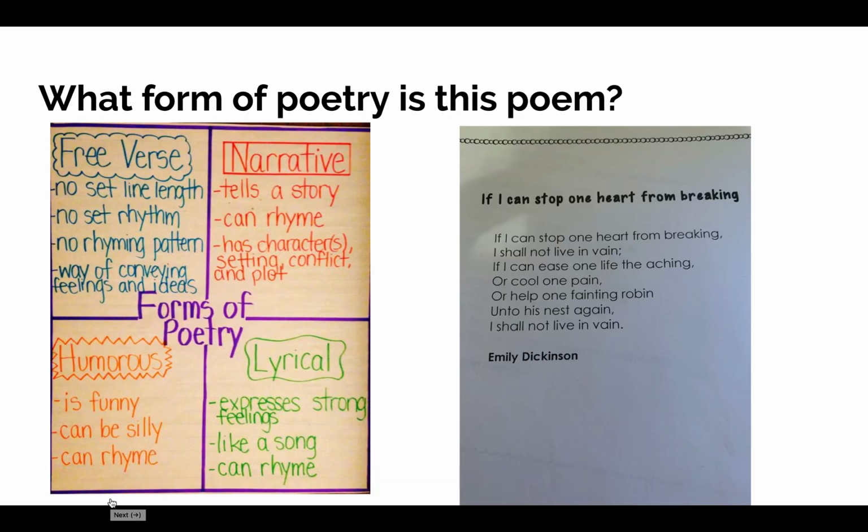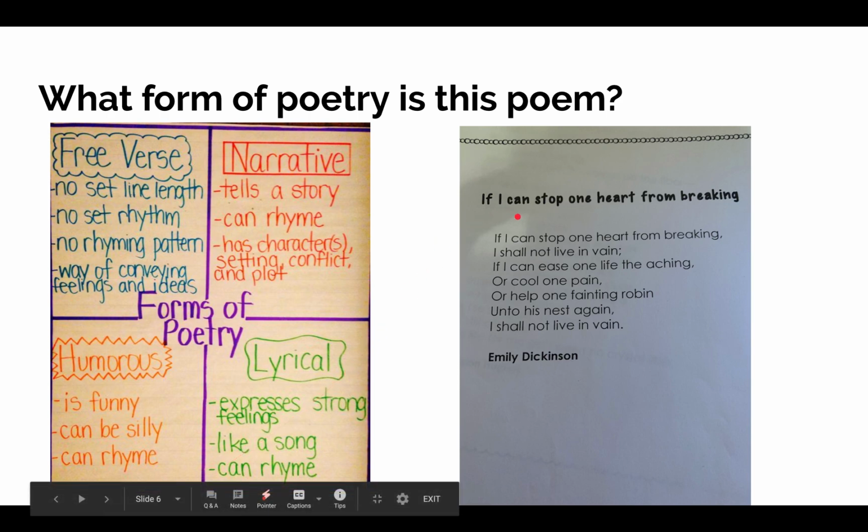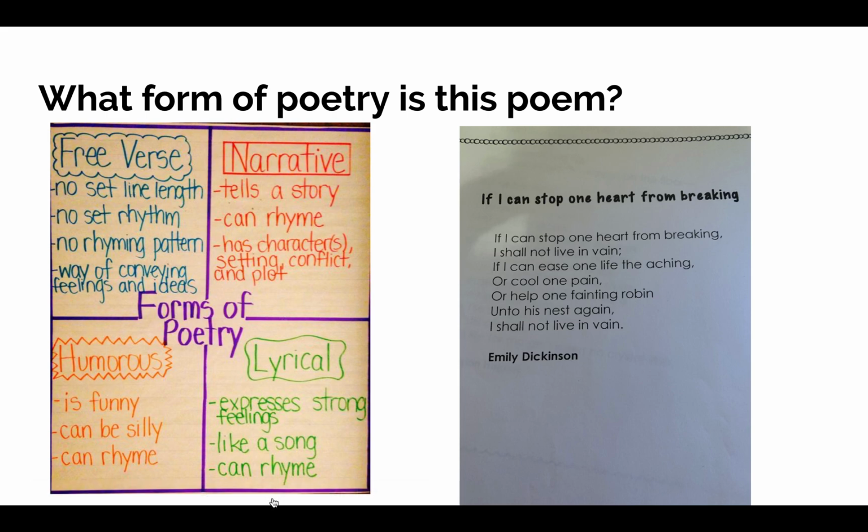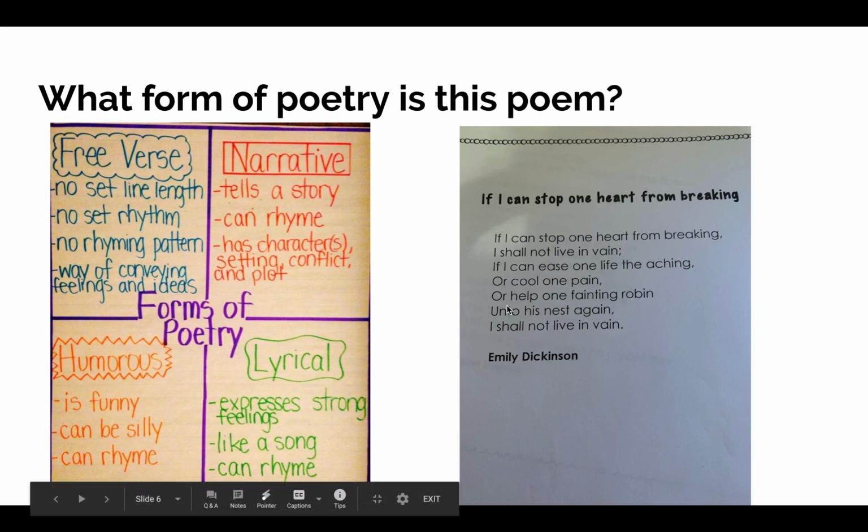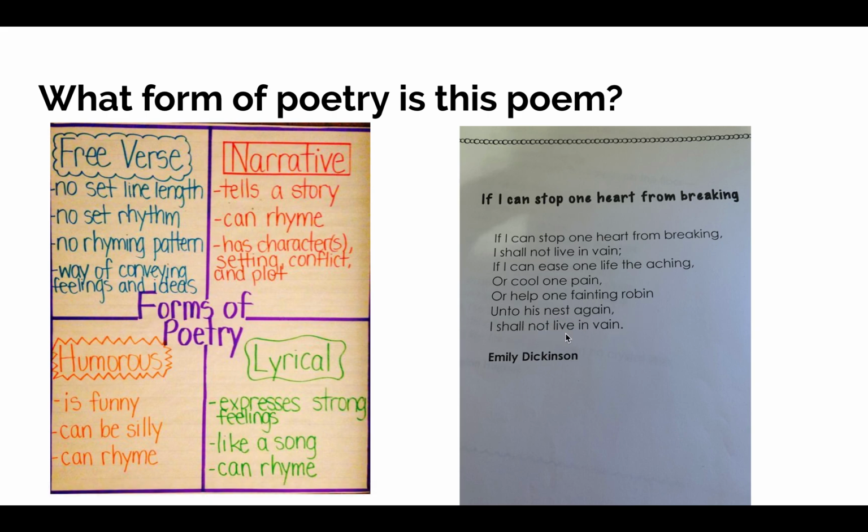So which form of poetry would this poem be? Okay, if I can stop one heart from breaking. If I can stop one heart from breaking, I shall not live in vain. If I can ease one life the aching, or cool one pain, or help one fainting robin unto his nest again, I shall not live in vain. And vain means only for yourself. When you are vain, you're all selfish.